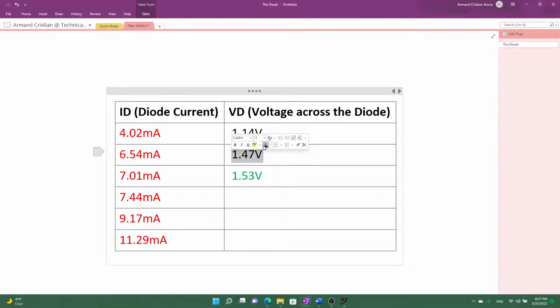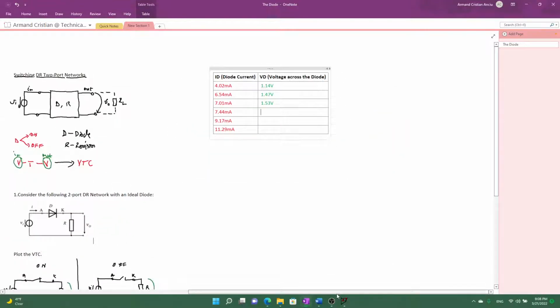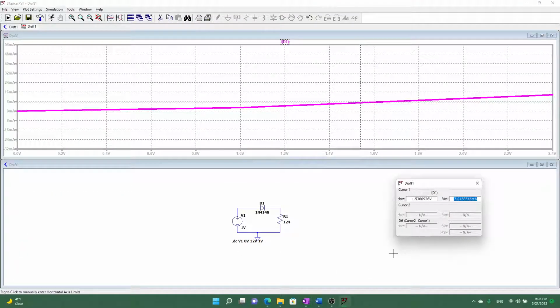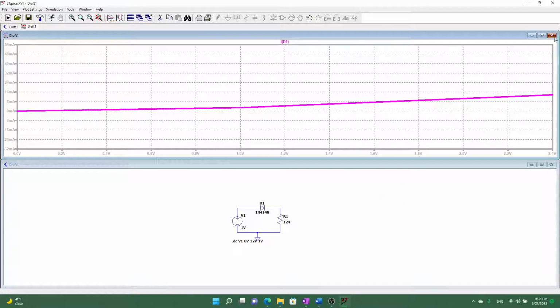So it's basically, you have to perform this analysis 3 more times to find the values for the output voltages in this case. Okay, so I'll leave that to you as homework.